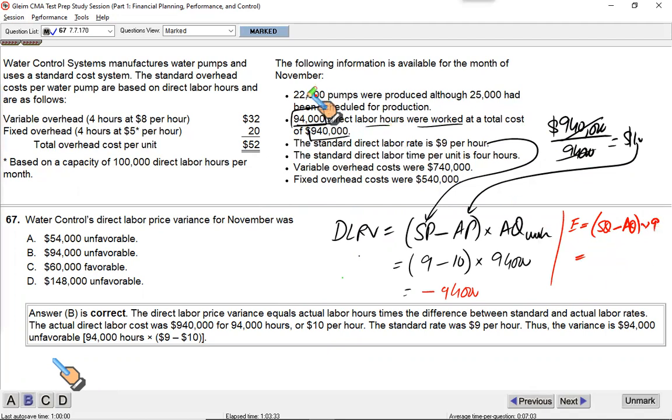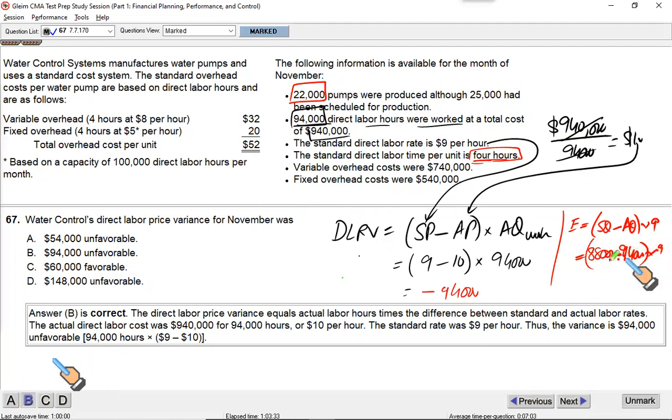They have produced actual 22,000 final units, and as per the standard, each unit should take 4 hours. The standard direct labor time per unit is 4 hours. If you have produced 22,000 pumps, you should have taken 22,000 multiplied by 4, so 88,000 labor hours. But you took 94,000 labor hours, much above the standard.